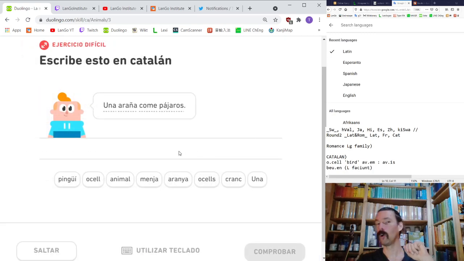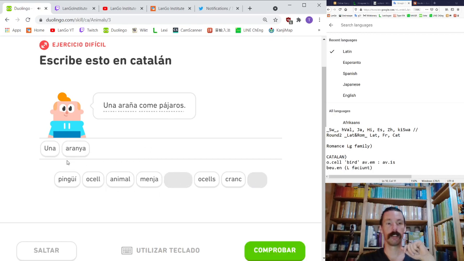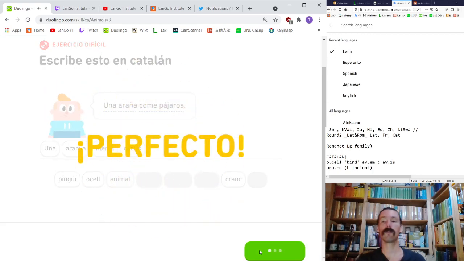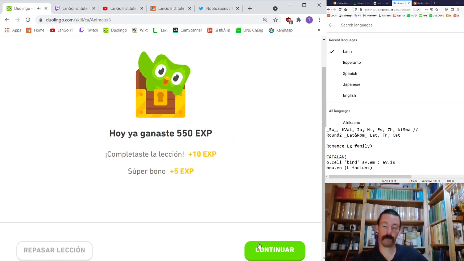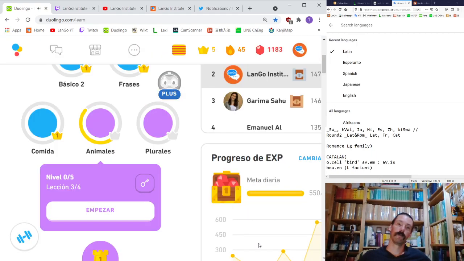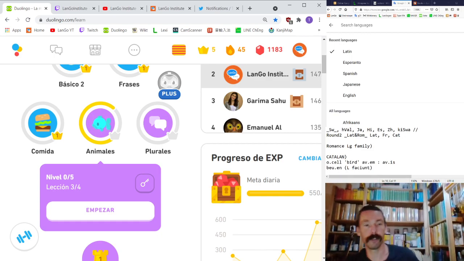Una araña come pájaros. A spider, subject, come, eats birds. Una aranya. So we don't lose this vowel, it seems, if this is correct. And then come, menja. Pájaros, ocells, plural. Ocells. Finish the circle for completeness.